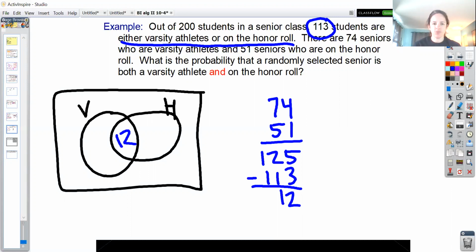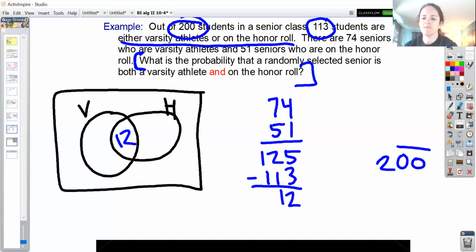Once I know that there are 12 in the overlap, then I can go ahead and figure out the remaining pieces, right? If I wanted to. In this case, I don't need to figure out the entire Venn diagram, because if we look at the question, it says, what's the probability that a randomly selected senior, so that's out of the 200 seniors, right, not just the ones that are athletes or on the honor roll, what's the probability that any randomly selected senior would be both?